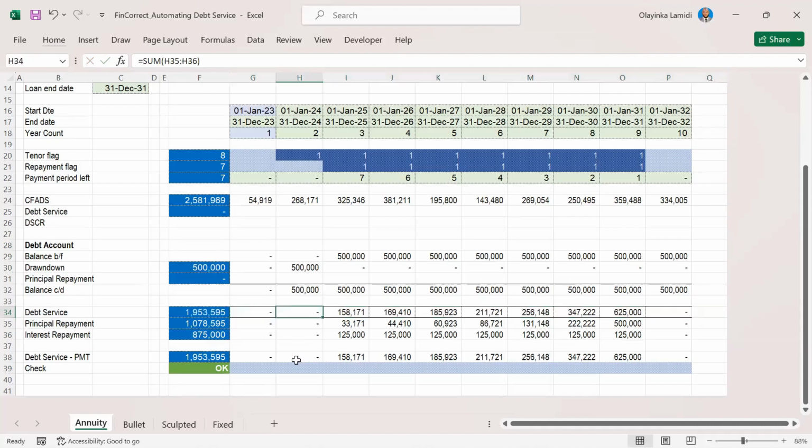Fill right, Control R. You can see here I have 158,171, 169,410, 185,923, 211,721. So with these, it is actually very okay, and is in line with what we have here. You can see 158,171 is the same as 158,171 that we have here. We also have 169,410 and 169,410. So what we've done is actually very okay.